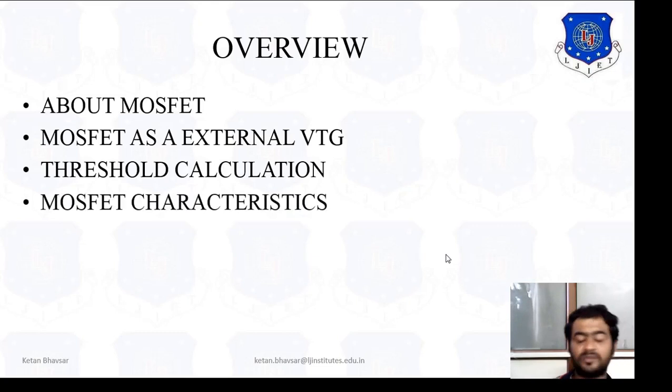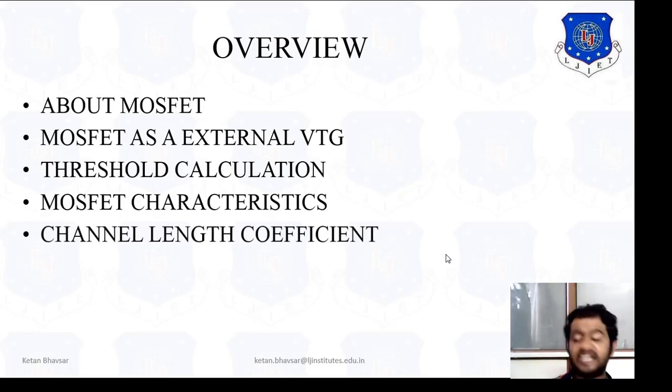MOSFET characteristics in terms of the current and voltage characteristics in the cutoff, linear, and saturation regions. And also we proved the drain current equation: ID is equal to mu n COX by 2, W by L, 2 into (VGS minus VTO) into VDS minus V square DS for the linear region, and for the saturation region mu n COX by 2 into (VGS minus VTO) whole square. So we have already done these two characteristics for the saturation and cutoff regions and the linear variation.